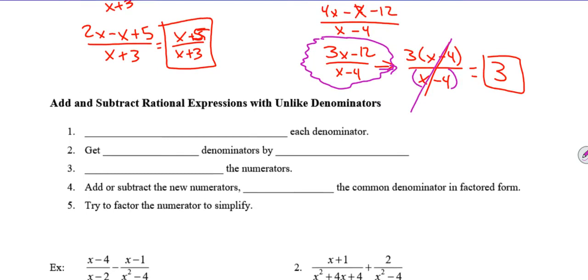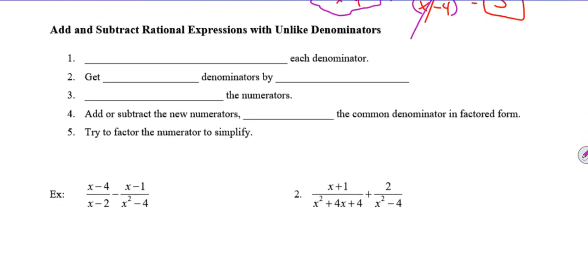Okay, so let's look at what happens when we have unlike denominators. Your first step is to factor each denominator. Get like denominators by multiplying. We want to multiply the top and bottom by 1, by a form of 1.